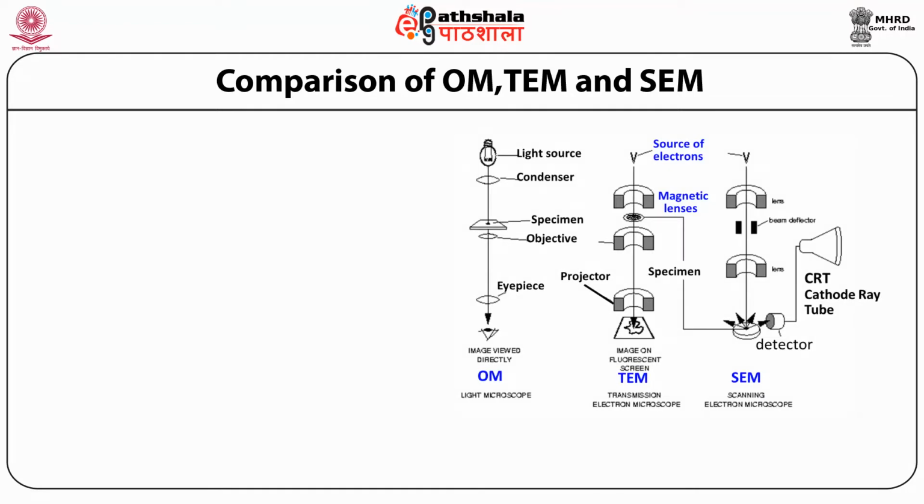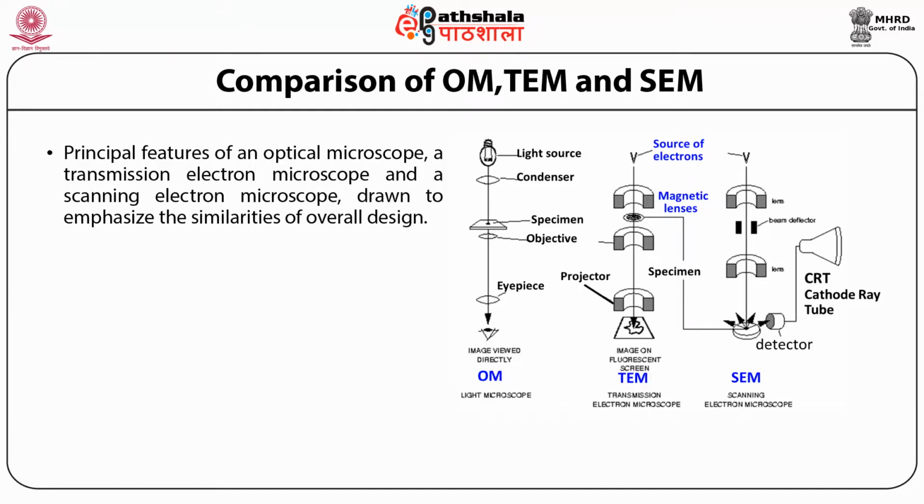Now let us compare the OM, optical microscopy, TEM and SEM. These three figures compare the optical light microscope, which shows its principal features, the transmission electron microscope, and lastly the scanning electron microscope.